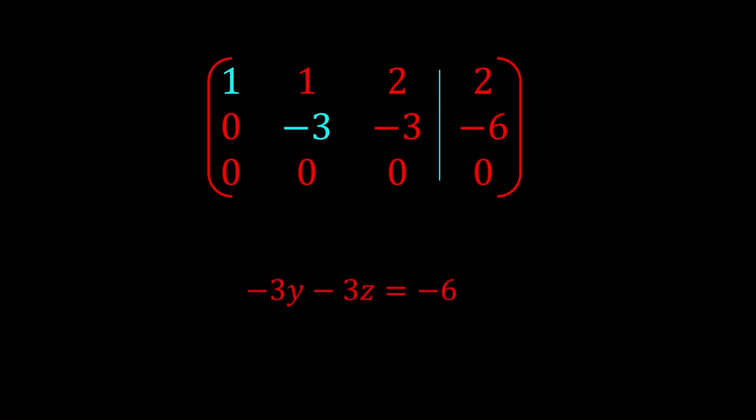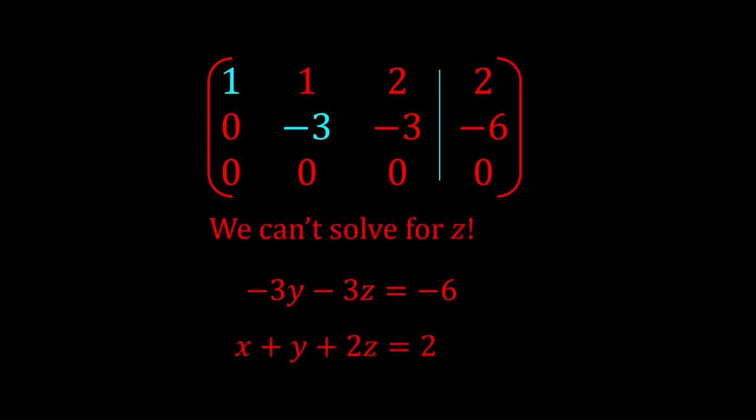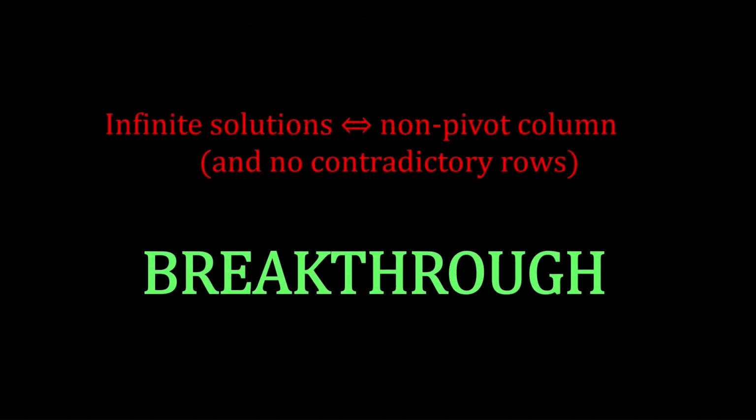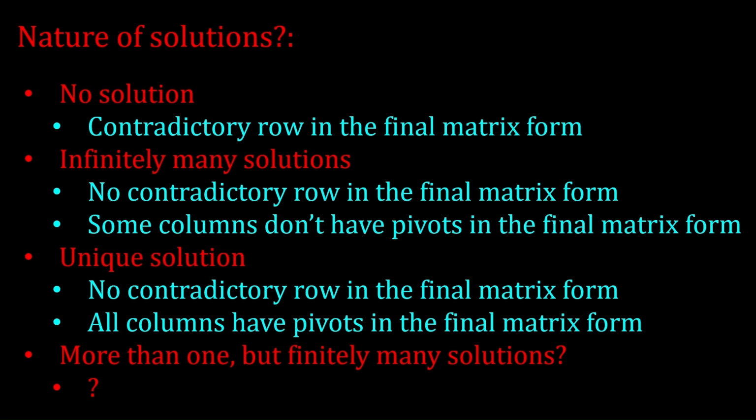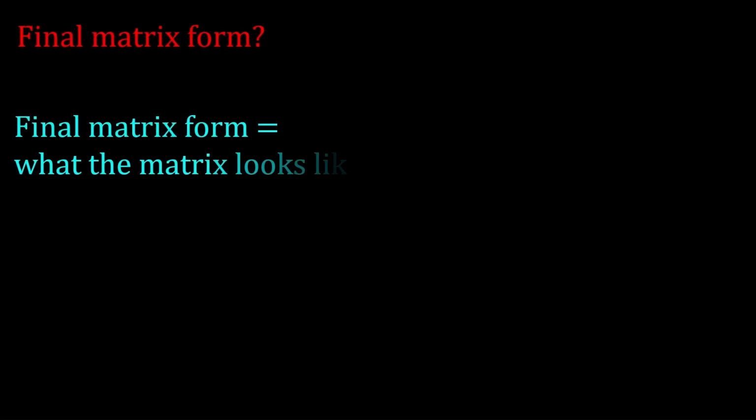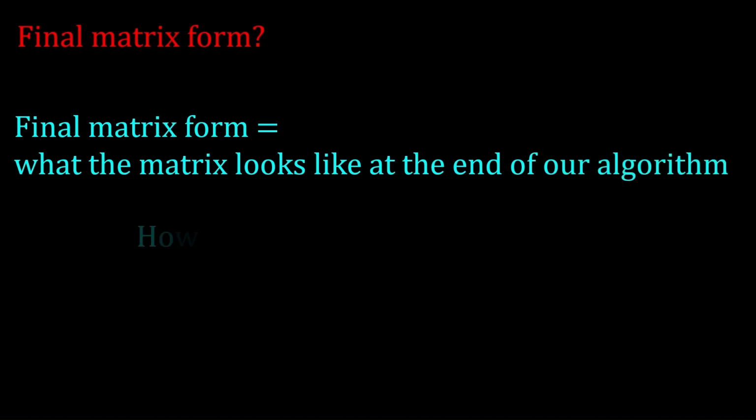It definitely seems like infinite solutions is equivalent to saying that you have a non-pivot column. And at least there's no contradictory rows. That should also be included. And I think it makes sense to say that unique solution is equivalent to saying that all columns have pivots. And also that, well, you don't have any contradictory rows. Now, I want to know what are some defining features of the final matrix form.